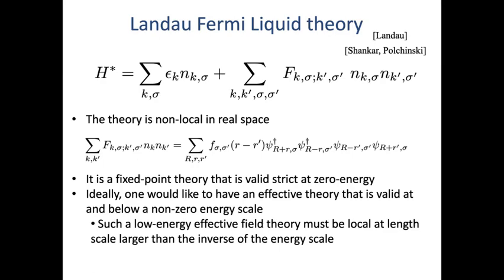This electron can scatter from one location to another location. The reason why this theory is non-local is because it's a fixed point theory that is valid strictly at the zero energy limit. In other words, in this theory, we take the zero energy limit first before we look at the fixed momentum, right? So this theory is a fixed point theory in the renormalization group sense, as was discussed by Shankar and Polchinski.